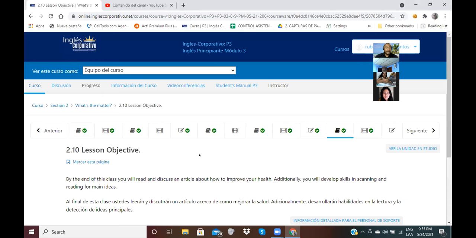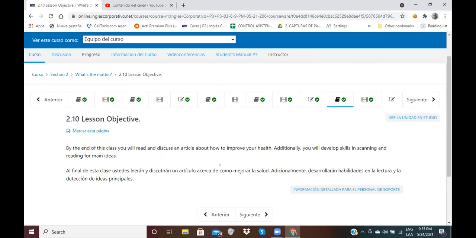By the end of this class, you will read and discuss an article about how to improve your health. Additionally, you will develop skills in scanning and reading for main ideas.